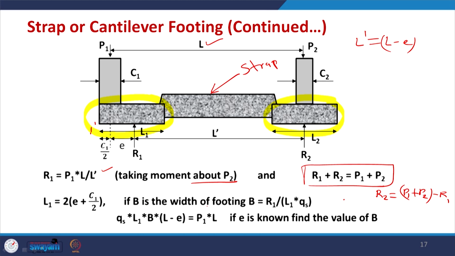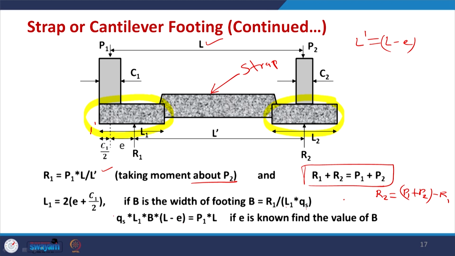If B is the width of the first footing, then B can be found as the total load R1 divided by L1, the length, divided by QS. L1 is already known, QS is already known. So, using this relation we can find the value of B. This can also be written as QS into B into L1, and this will be the reaction R1, P1 into L, so R1 (L minus E).